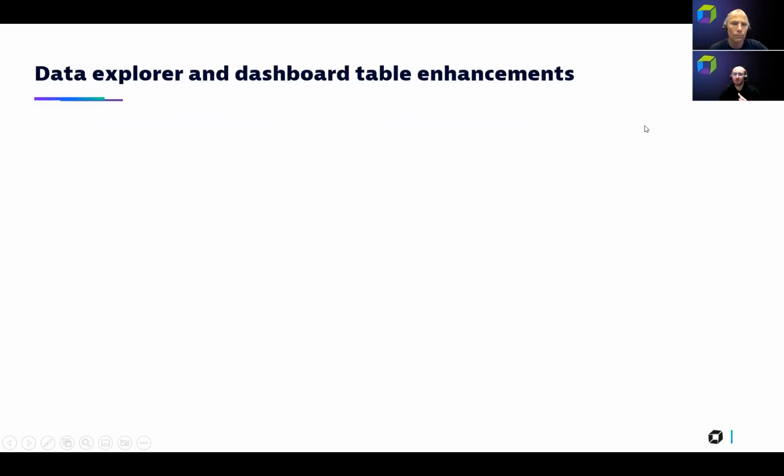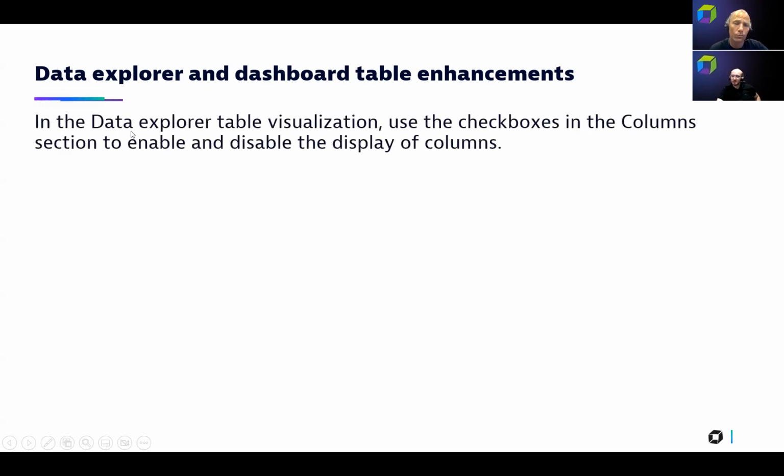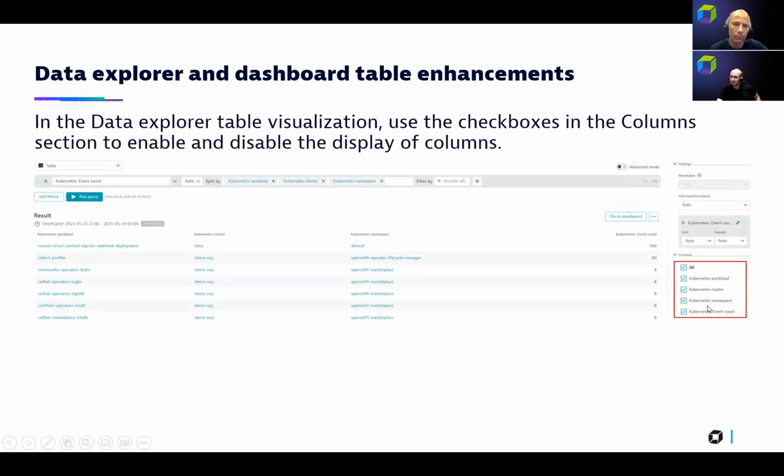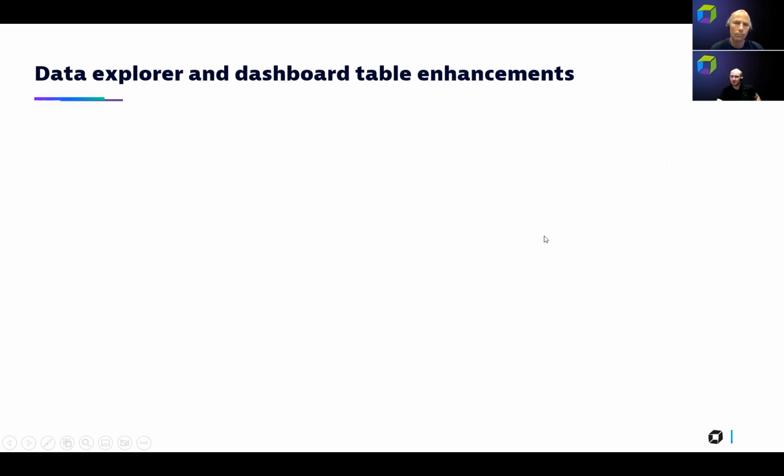Okay, so we have the new Data Explorer and Dashboard Table Enhancements. Under the Data Explorer section, Table Visualization, you will see the new columns on the right side. By selecting these columns, you can customize your table here in your Data Explorer settings. And this is just a really easy way for you to apply on your platform.